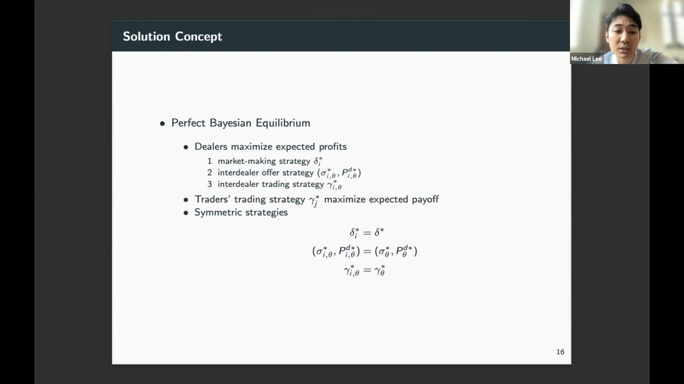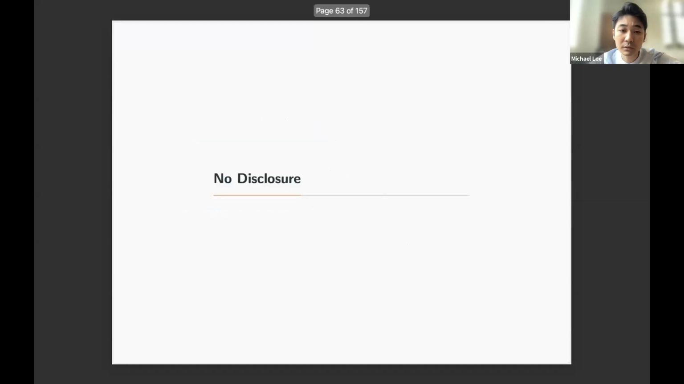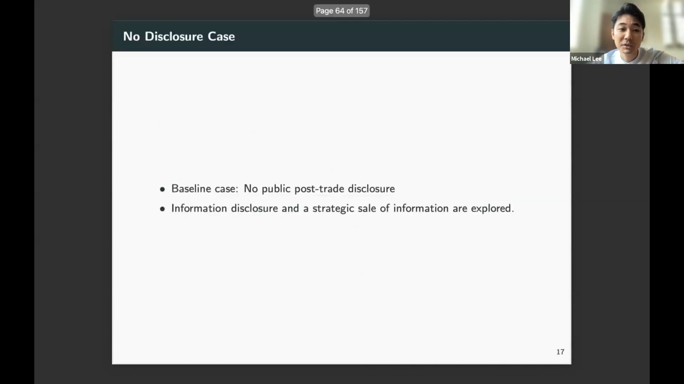And we're going to focus on symmetric strategies, where dealers are going to be choosing the same market making strategies in equilibrium and also choosing interdealer offer strategies that are identical between types, which is to say long, short, and neutral dealers are going to choose symmetric strategies in equilibrium. So I'm going to start with no disclosure, show you the mechanics of the model, and then I'm going to progressively generalize the environment to consider various disclosure environments. In the baseline case, we have no public post-trade disclosure, and we're then going to put on top information disclosure and the strategic sale of information.